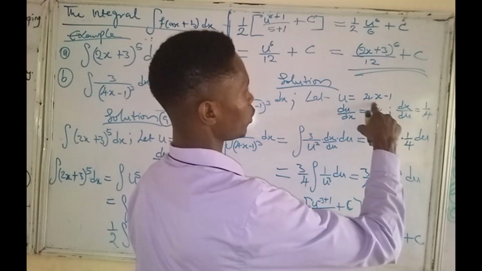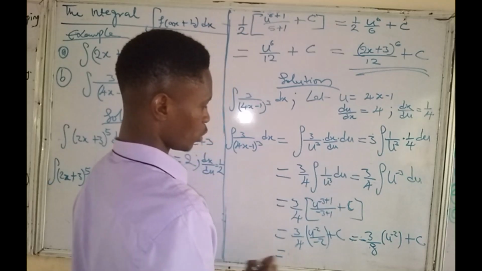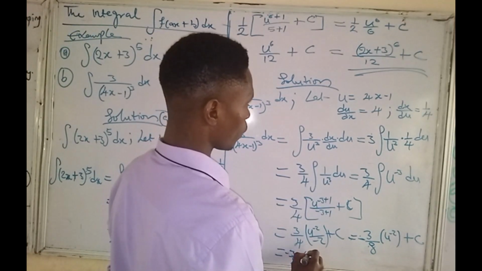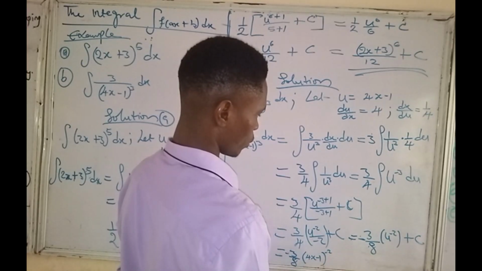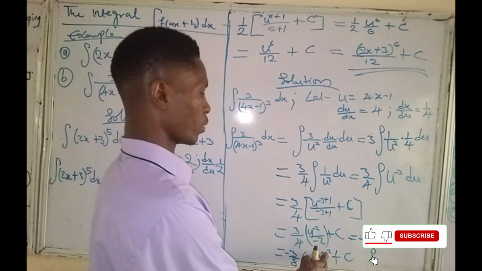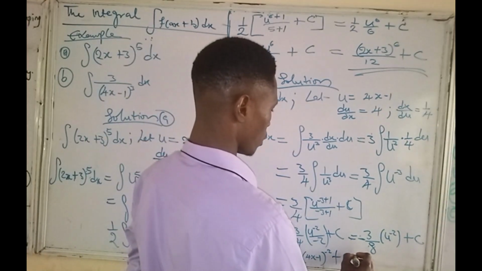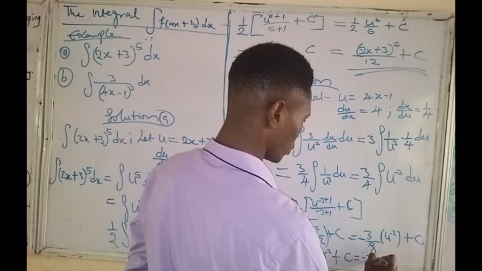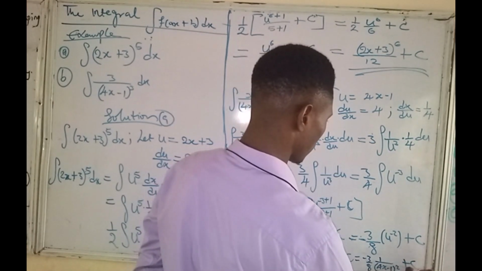But remember what u is. u is 4x minus 1. So this is going to be equal to minus 3 over 8 into (4x minus 1) power minus 2 plus c. This is the answer, but we can take it further by making this over 1, that is to return to normal here. So if we are doing that, this is going to give us minus 3 over 8 into 1 over (4x minus 1) power 2 plus c, and this is our answer.